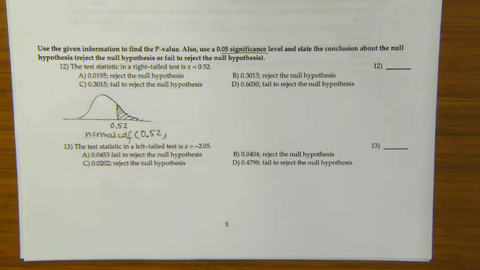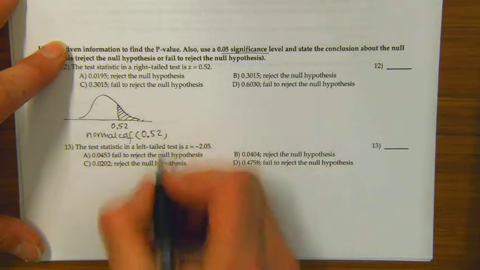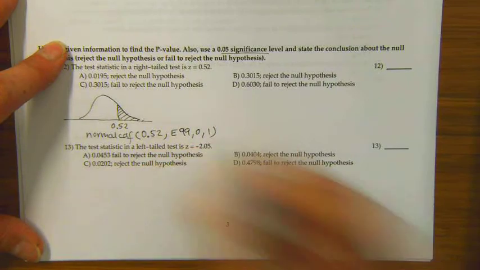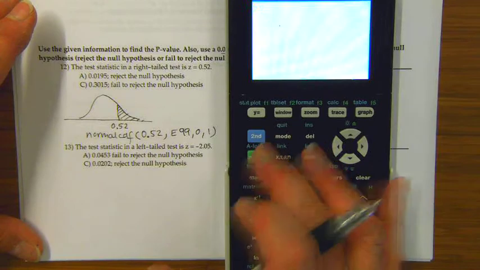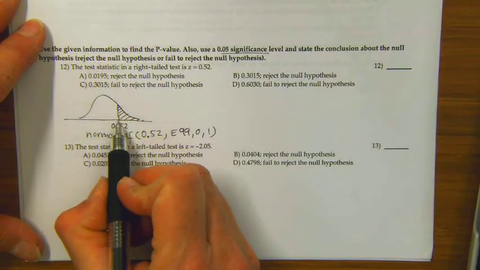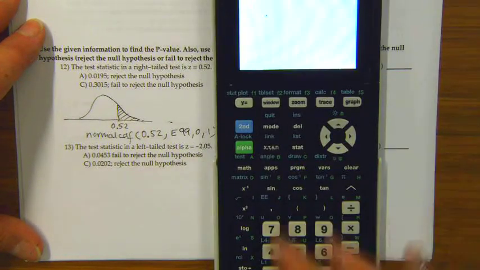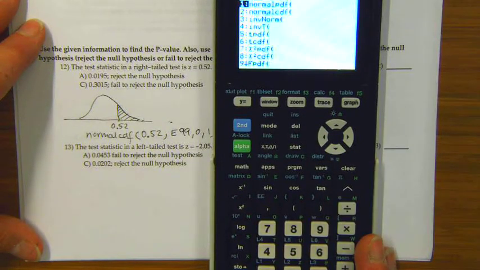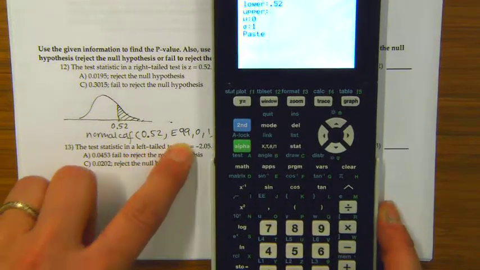So we can put 100,000 or 999,000, or we can just enter something like E99, which is infinity on the calculator. So let's see. No. The lower is 0.52. This is where my area starts, and it goes up to positive infinity. Normal CDF is under the distribution, so that's second vars. We are going to start at 0.52. We're going to go up to E99.